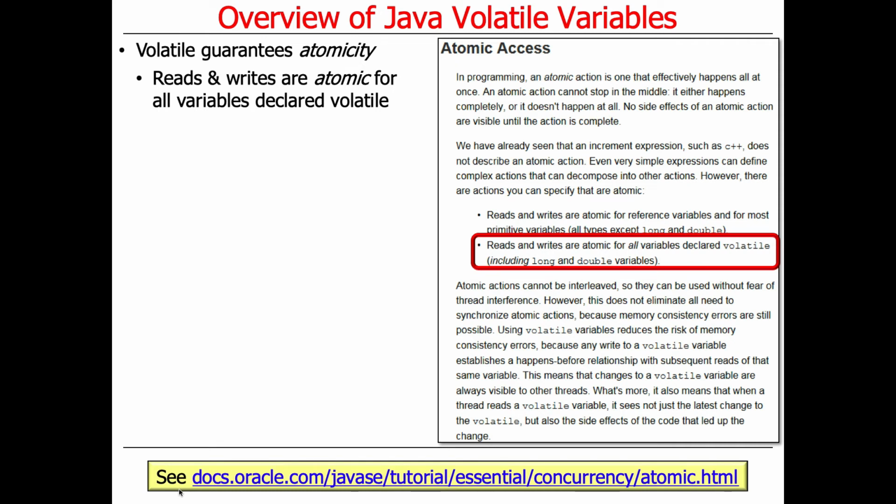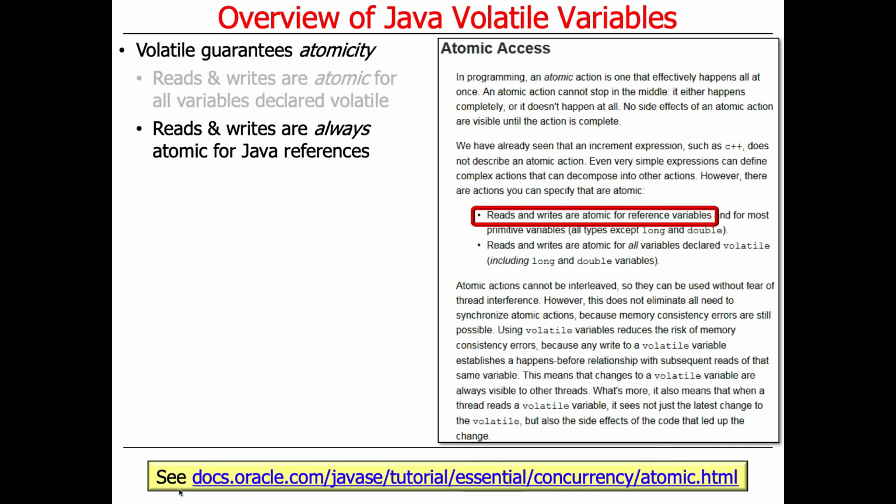So reads and writes are atomic for all variables that are defined using volatile, and that includes longs and doubles. So they're all used in a consistent way. If you use references, where you say Foo f = new Foo, where Foo is some class, references are always atomic. So reads and writes of references are always atomic. You don't have to mark them as volatile to get them to be atomic.